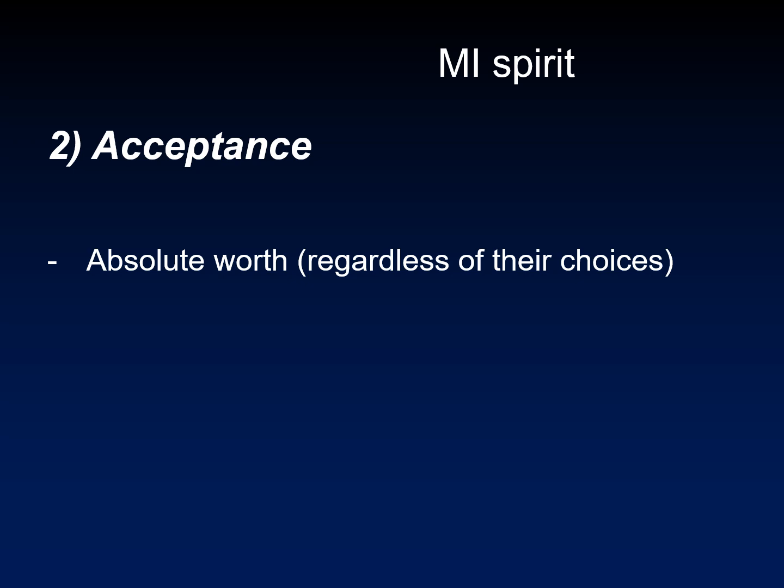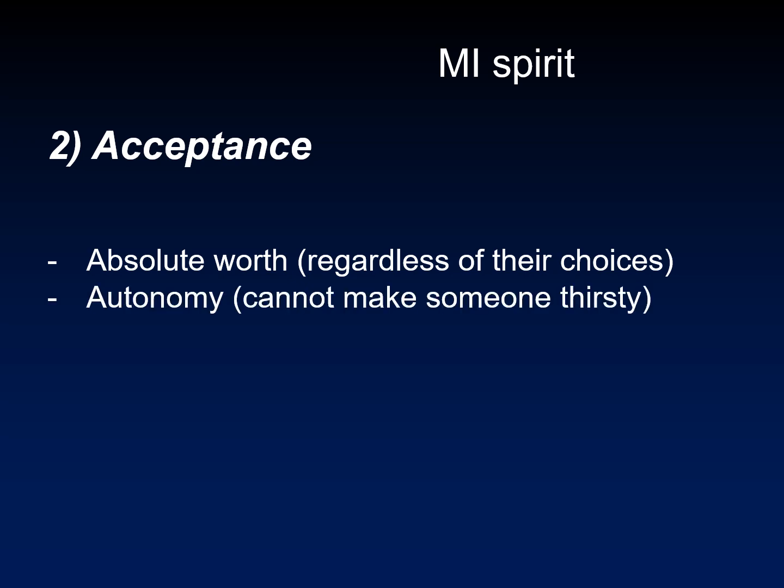And again, it happens very often in society. But we've got to remember that just because they make choices that are different from the kind of choices that we would make, they still have absolute worth as a human being and deserve respect and acceptance, just because they're a human being. So that's the first part of acceptance. The second part of acceptance is autonomy.